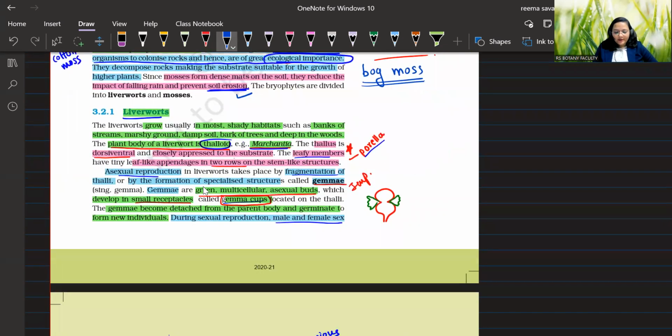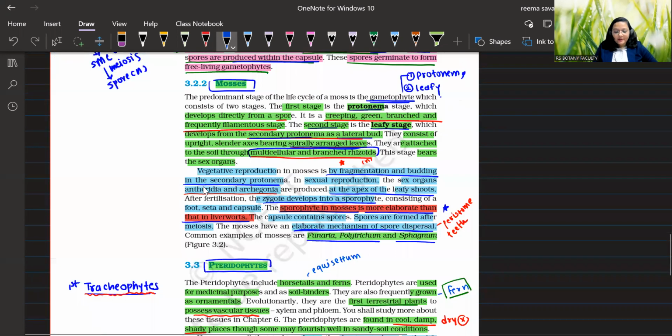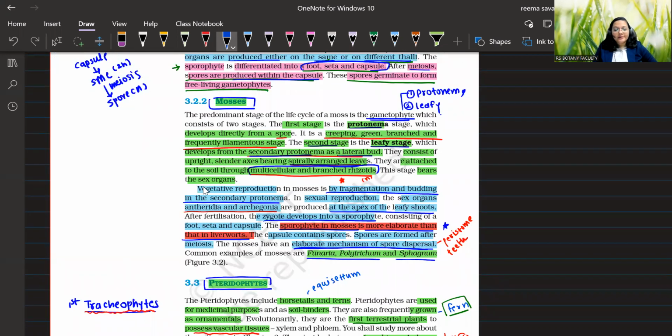So liverwort and mosses are given here, and I already discussed everything regarding that. So in mosses, we need to learn three examples. Which three examples? Funaria, Polytrichum, and Sphagnum, right? So this is all about bryophytes. In the next class, we will discuss pteridophytes. Thank you so much.